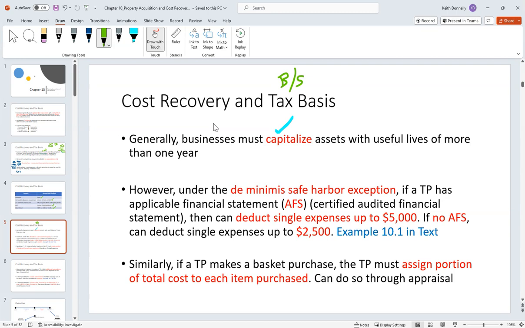The first exception we're going to see is the de minimis exception. Essentially, it says that if you have relatively small expenses, $5,000 or $2,500 depending on whether you have audited financial statements, you get to immediately expense those. So I have a business, I'm self-employed, and I buy a computer for $1,000. Technically, that's a long-lived asset. Technically, I should capitalize it. However, it's a de minimis item. Accordingly, I can immediately expense it.